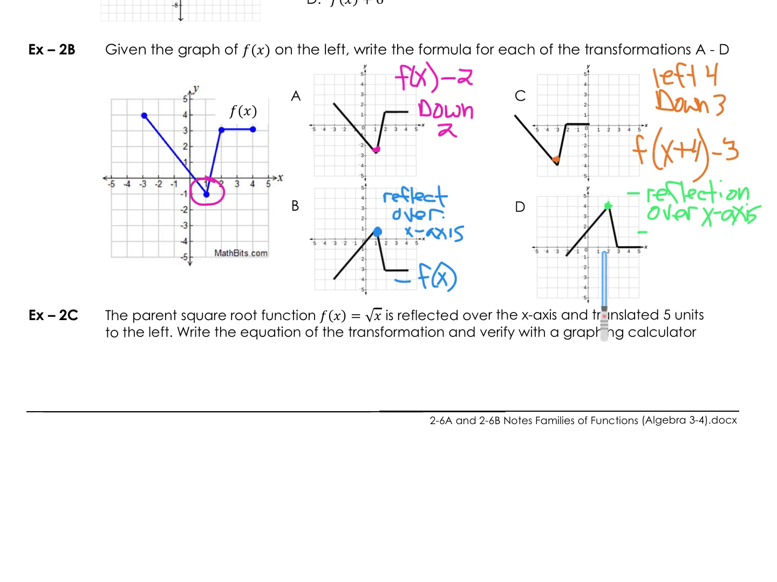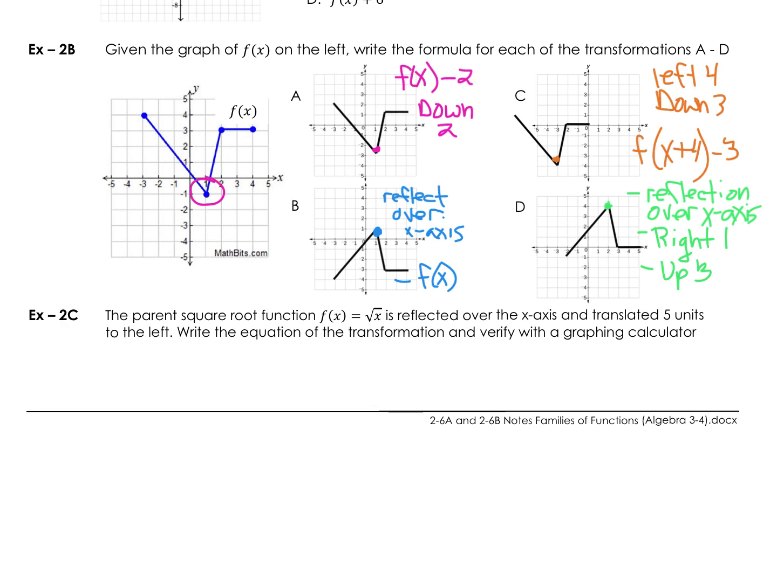And then number 2, we have to see how did this point move to here. So this point is at 1, 1, so it's right here. So we must have moved to the right 1 and up 1, 2, 3. So we have right 1, which is inside the function, and up 3, which is outside the function.